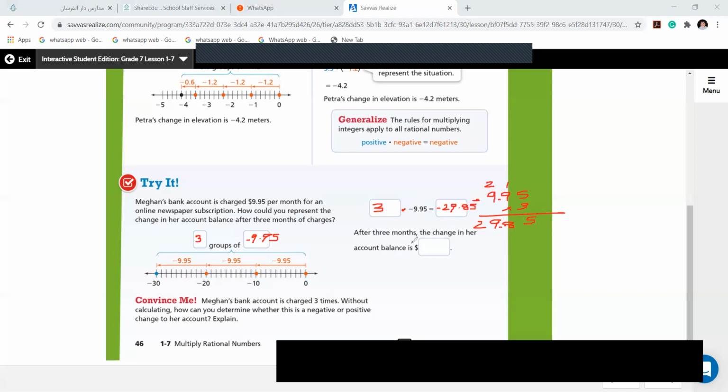Minus 29.85. So now after 3 months, how much is deducted from your account? Minus 29.85. Complete this. There is nothing else. For 2 months, you will multiply with 2. If they ask you for 3 months, you will multiply with 3. Okay. Now, did you copy this? Yes. Everyone? Yes.